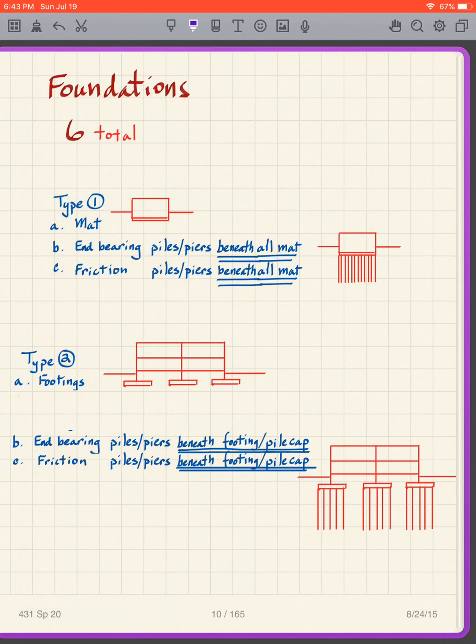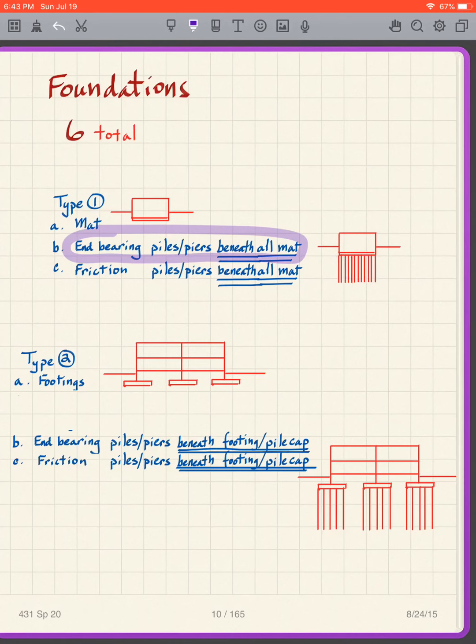All right, I want to talk about the different types of foundations then, how we're going to lay them out for this class. This is a little bit special to this class, but I found that if we separate these foundation types into two, it just makes it a little easier to do these calculations. So what we're going to call a type 1 foundation, for instance, we have a mat with basement, which we've already talked about. And then we're looking at end-bearing piles and piers beneath the entire mat. In other words, I put my piles beneath the entire mat.